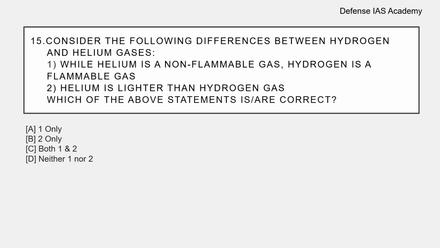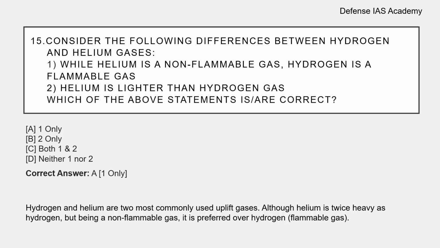Question number 15. Consider the following differences between hydrogen and helium gas. 1. While helium is a non-flammable gas, hydrogen is a flammable gas. 2. Helium is lighter than hydrogen gas. Which of the above statements is correct? Options are option A 1 only, option B 2 only, option C both 1 and 2, option D neither 1 nor 2. Correct answer is option A 1 only. Hydrogen and helium are the two most commonly used uplift gases. Although helium is twice as heavy as hydrogen, being a non-flammable gas, it is preferred over hydrogen.